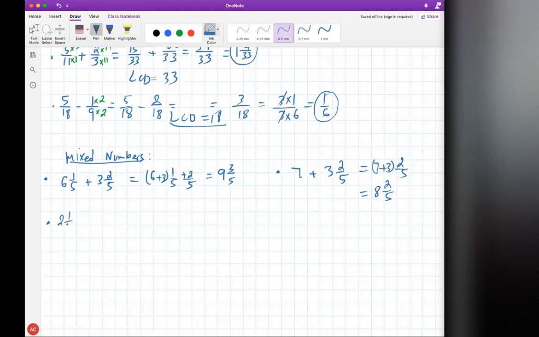So let's take some smaller ones. 2 and 1/3. You want to add this to maybe 3.